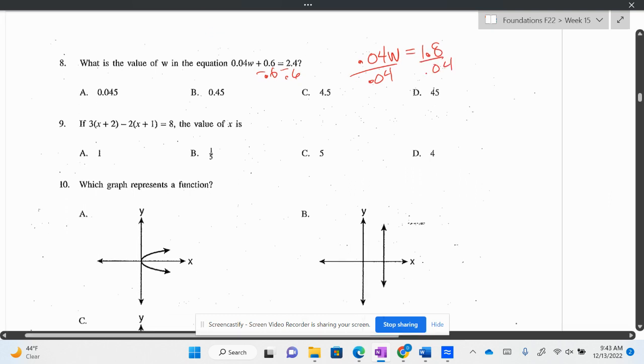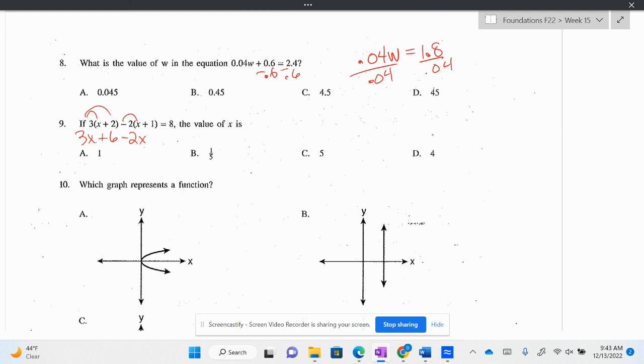Okay. Here I need to distribute. So 3x plus 6 minus 2x minus 2 equals 8. When I combine like terms, I have x plus 4 equals 8. You can definitely get it from there.